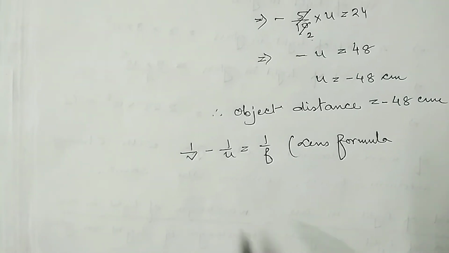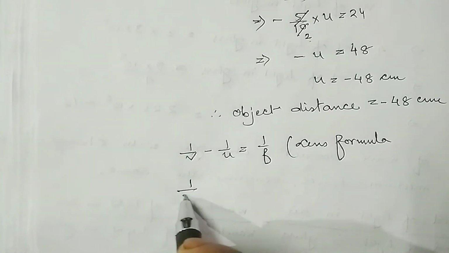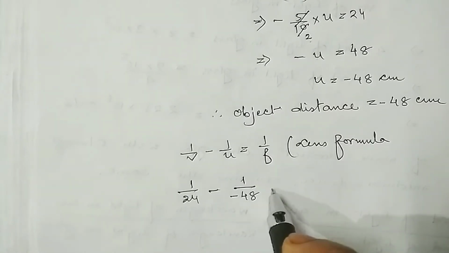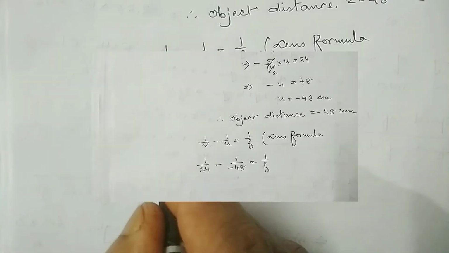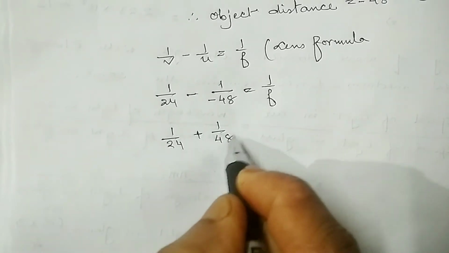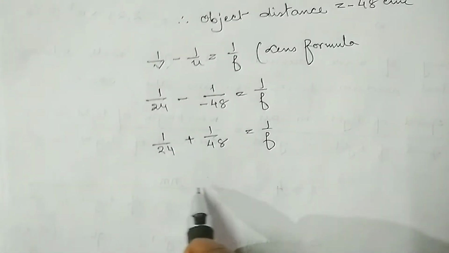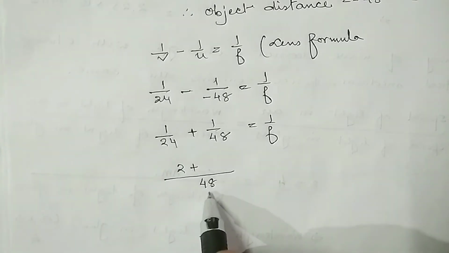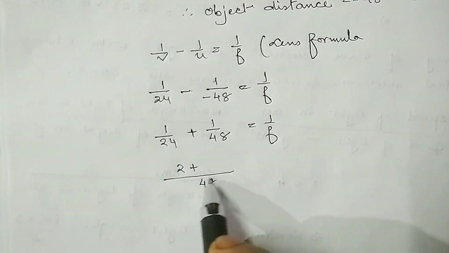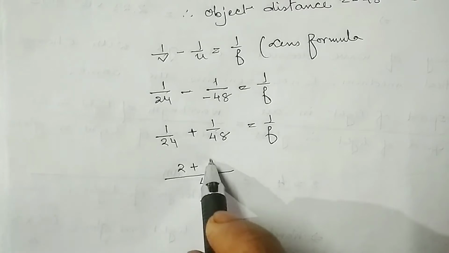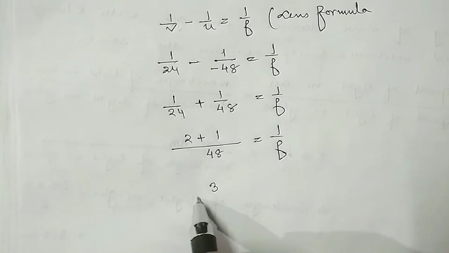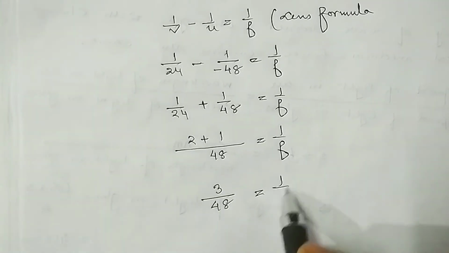Now v we know, in the question it is given as 1 by 24 minus 1 by minus 48, as u is minus 48, equals 1 by f. Now 1 by 24 minus minus plus 1 by 48 equals 1 by f. Now LCM of 24 and 48 is 48. 48 divided by 24 is 2, 2 ones are 2, plus 48 divided by 48 is 1, 1 one is 1, equals 1 by f. So it will be 3 by 48 equals 1 by f.